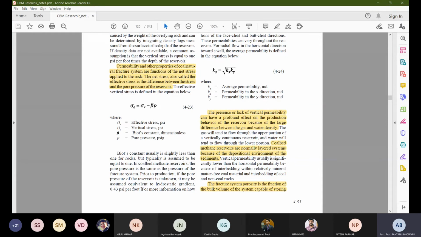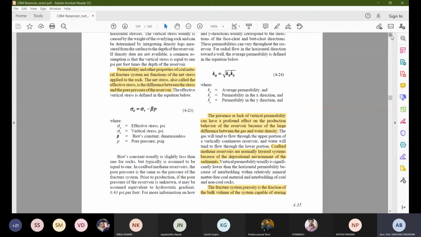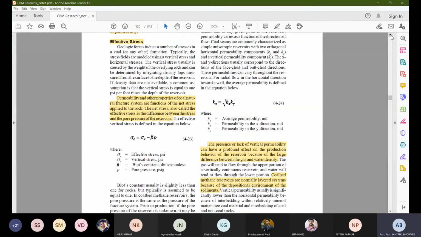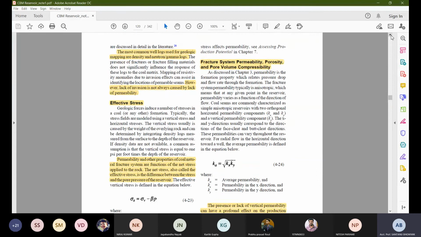So this is the concept: whenever you consider the effective stress, you have to consider the effect of the pore pressure and also the density of the rock. And obviously the density gradient of the rock is much higher than the water gradient, or the hydrostatic gradient.